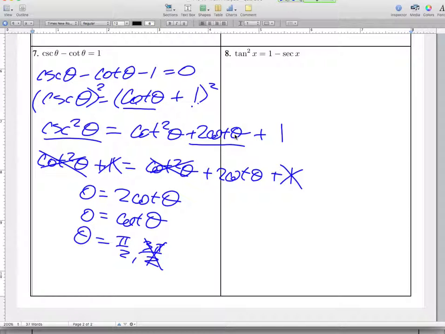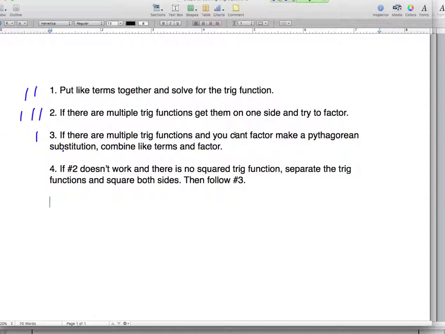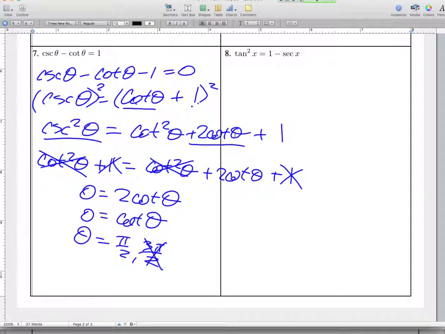All right, so this one is considered a level 4 problem because we didn't have a squared trig function, we had to separate, and we squared both sides. So that is a level 4 problem. That's the hardest type of problem when you're solving trig equations.